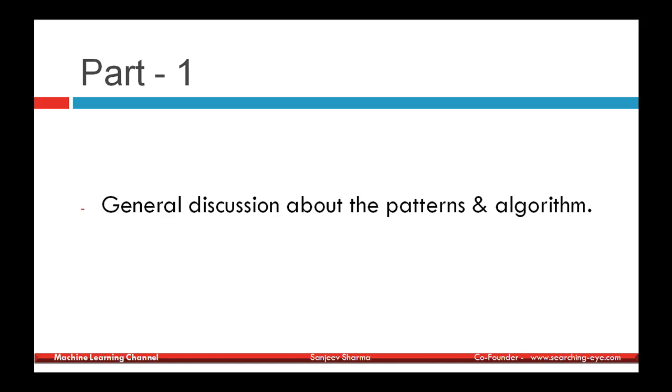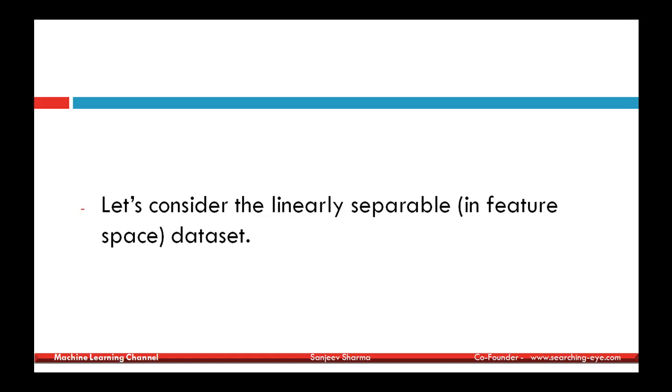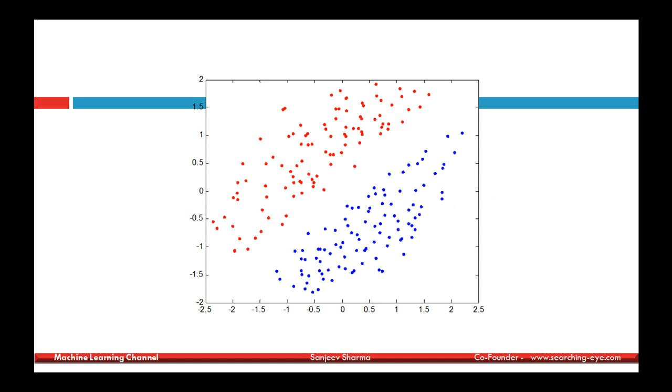So here's the first part of this lecture, a general discussion about the patterns and the algorithms, and let's consider the linearly separable dataset, that is linearly separable in a feature space. Suppose these are the two classes, one represented by red dots and one represented by blue dots. As we can see, a decision boundary like this, a straight line drawn like this, can separate this dataset. So this is a very easy example, and normal algorithms like the perceptron learning algorithm, the simple perceptron learning algorithm, the voted perceptron learning algorithm can easily solve this problem.